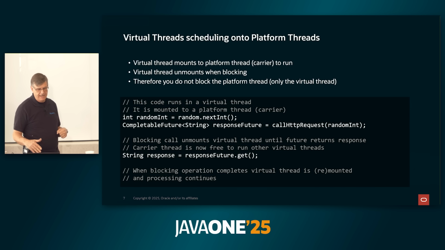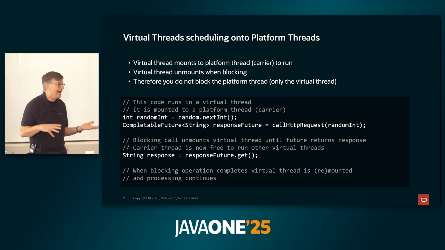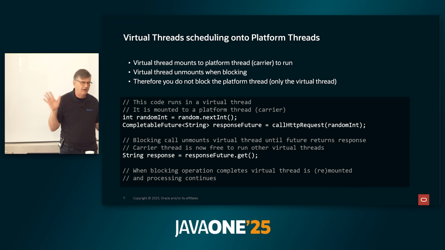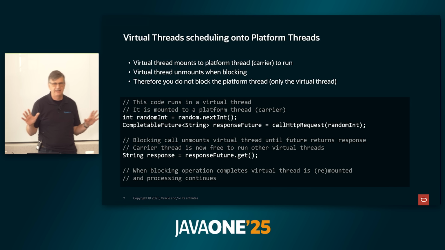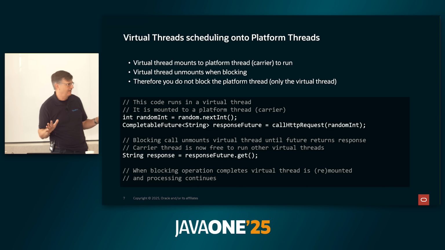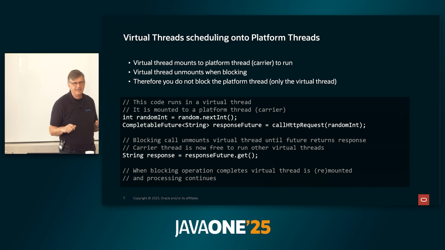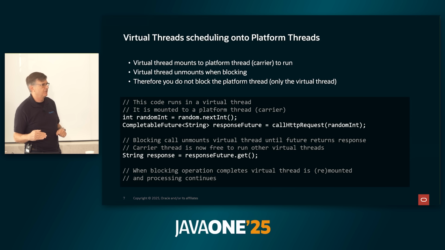Then your virtual thread on that completable future does a get. So in the past, we have been told, do not do get on completable futures, right? That's a blocking operation, that's bad. But for virtual threads, it's good. So you just do this get, you can block on the result from the client.